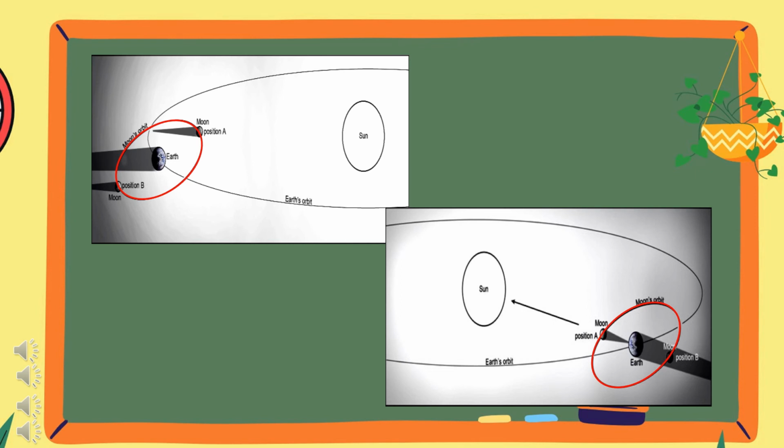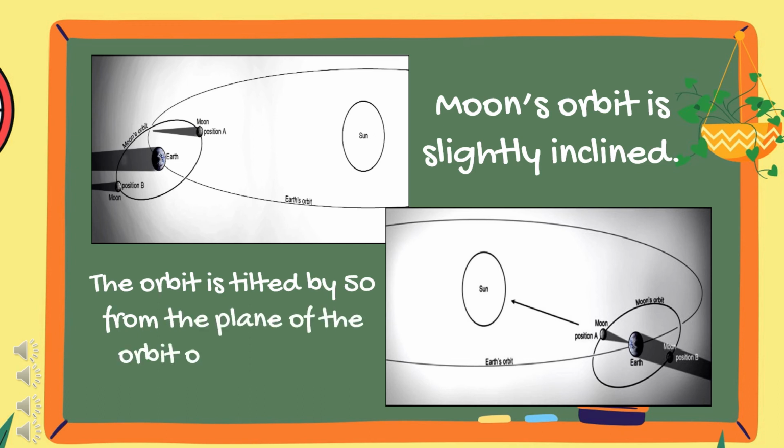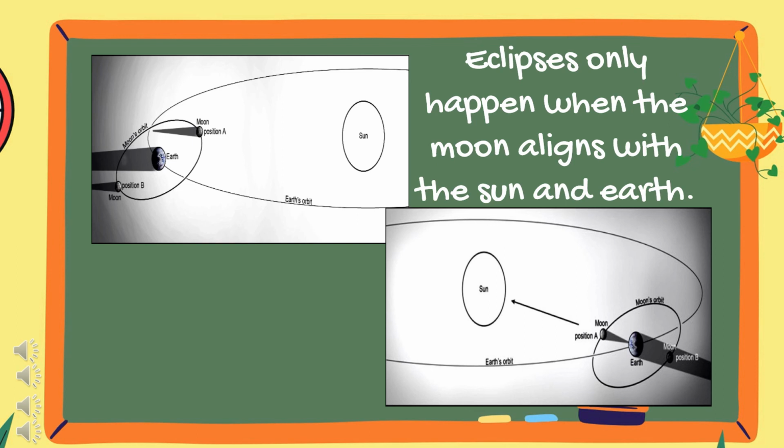Look at the orbit of the Earth and the Moon. Do their orbits have the same orientations? As you can see, the Moon's orbit is slightly inclined. The orbit is tilted by 5 degrees from the plane of the orbit of the Earth. As the Moon moves around the Earth, it is sometimes higher or lower than the Earth. In these situations, the shadow of the Moon does not hit the surface of the Earth. Thus, no eclipses will occur. Eclipses only happen when the Moon aligns with the Sun and the Earth.